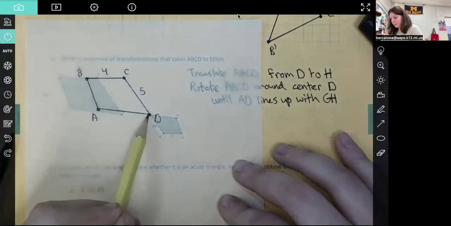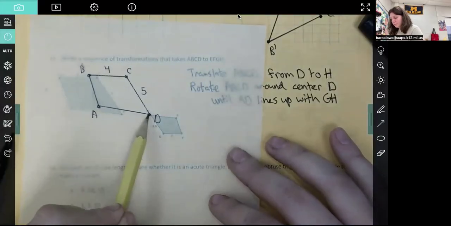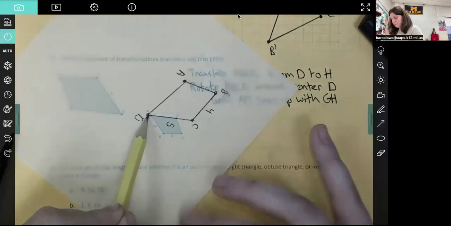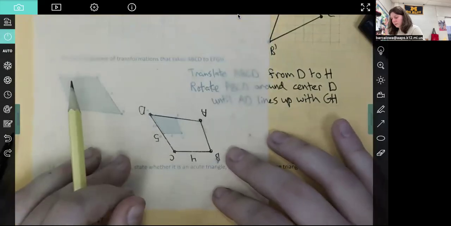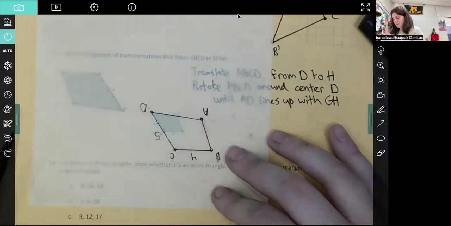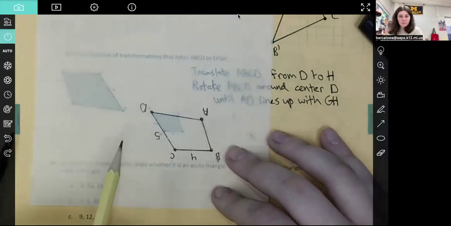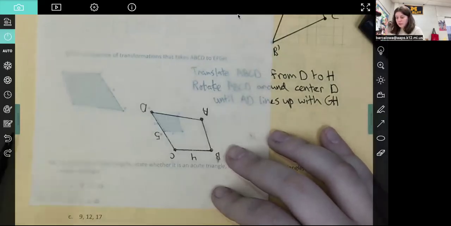Hold on, I might be tripping. What? Why didn't I just do that? Until CD lines up with GH. Guys, I'm tripping. I had to trial and error a little bit.